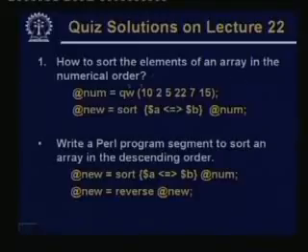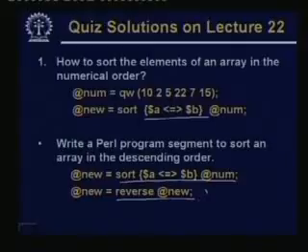How to sort the elements of an array in numerical order? Well, this we have mentioned. By using this special construct in the sort, we can do that. Write a Perl program segment to sort an array in descending order. Well, directly you cannot sort in descending order. You first sort in ascending order, then you reverse the entire array. Okay, in two steps you can do it.